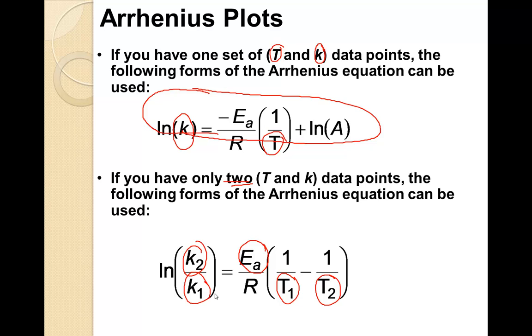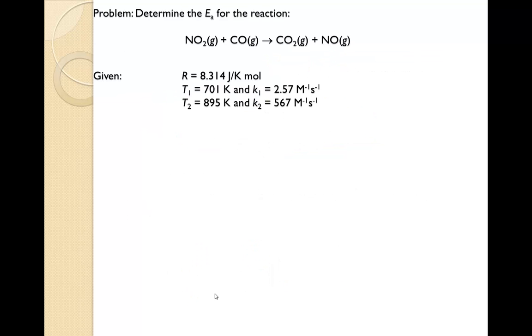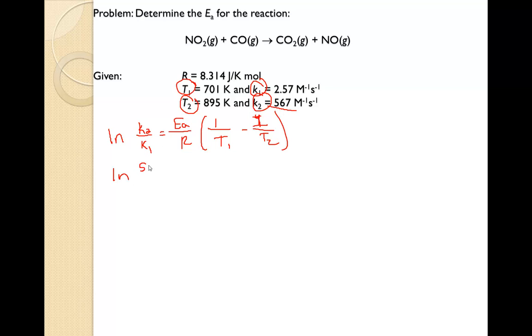Let's do a practice one of these. Determine the activation energy of this reaction. Notice we have two temperatures and we have two rate law constants. We are going to be using ln of k2 over k1. We're going to be comparing these two. Ea over R, times 1 over T1 minus 1 over T2. All you really have to do at this point is plug the numbers in. So ln of k2, which is 567, over k1, which is 2.57.